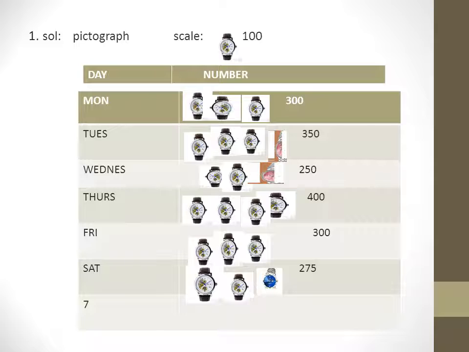Thursday is 400, so directly I am taking 4 wristwatch symbols. Friday is 300, so I am taking 3 wristwatch symbols, each symbol 100, that is 300. Next, Saturday is 275. First I am taking 100 plus 100, that is 200. Next for 75, I am taking a watch that is not complete and not half, more than half and less than 1. So that is how we symbolically represent the data.